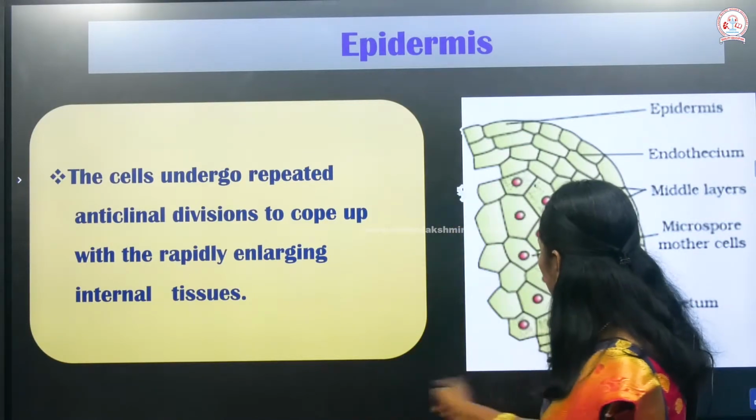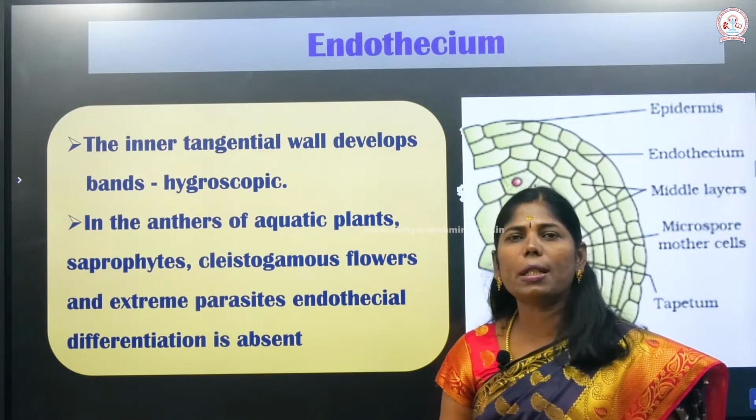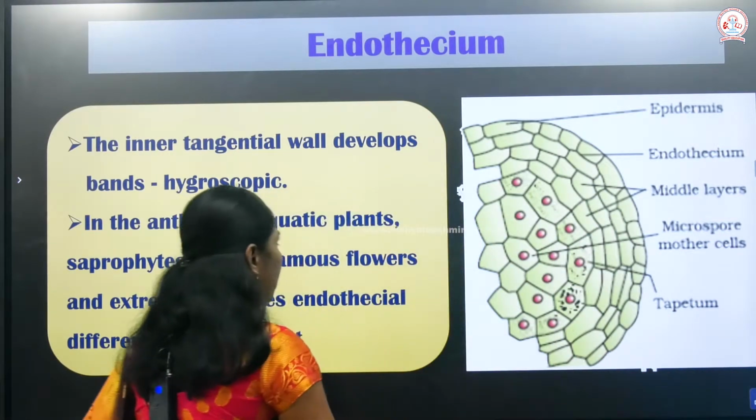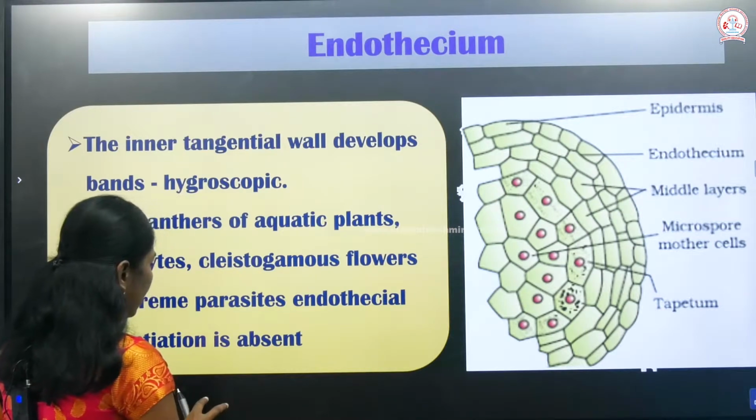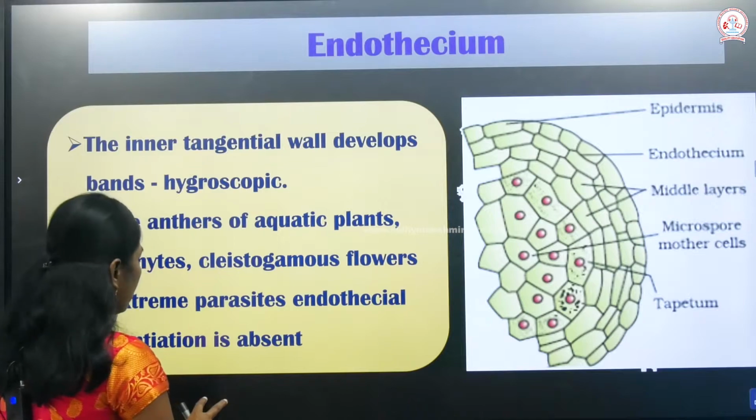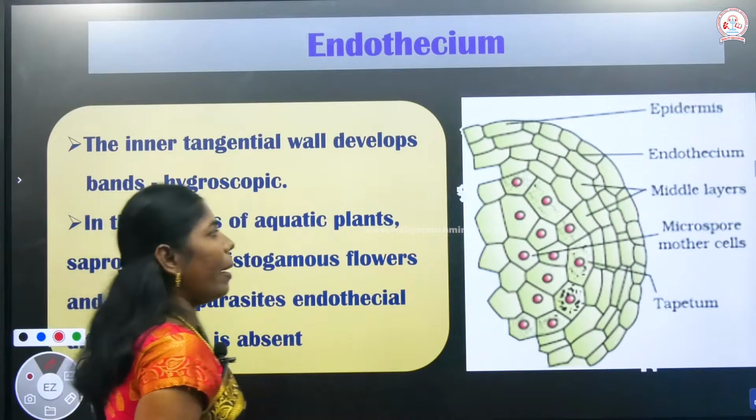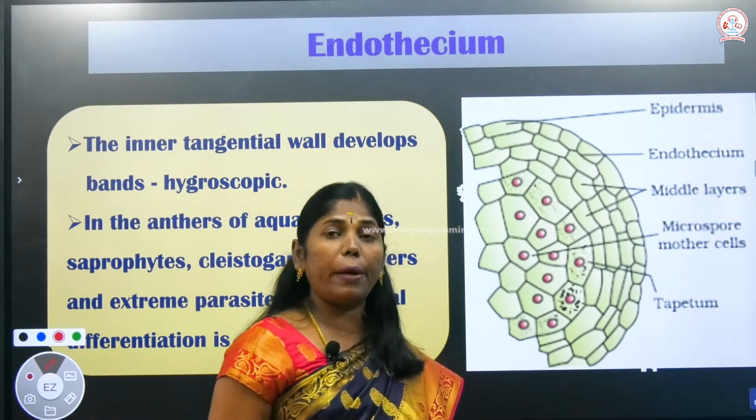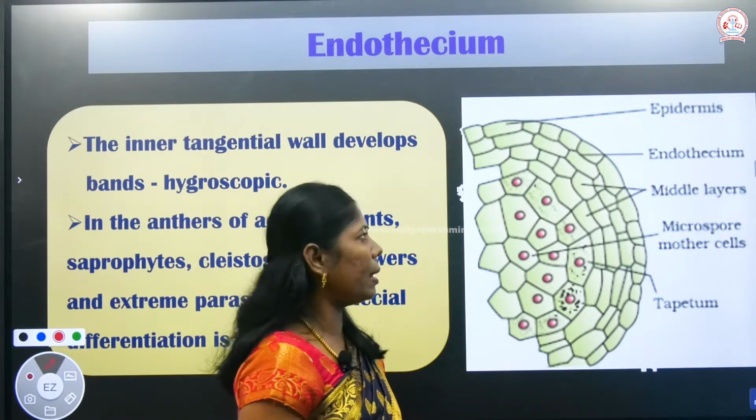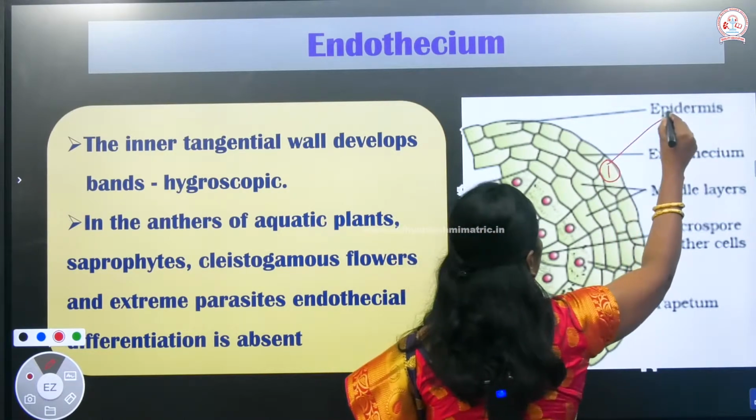And next we will see the next layer, that is the endothecium. The endothecium is next to the epidermal region. It is a single layer, compactly arranged. That is similar to the endodermis in the root. We studied the endodermis in the root, and also the endodermis in the stem last year, isn't it? It is similar to that. So, the first layer we saw is the epidermis.